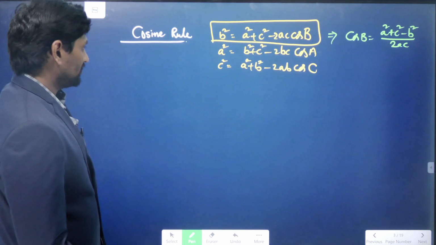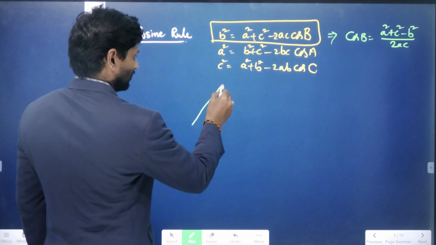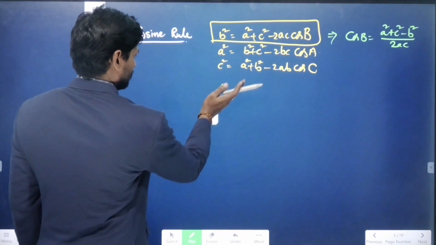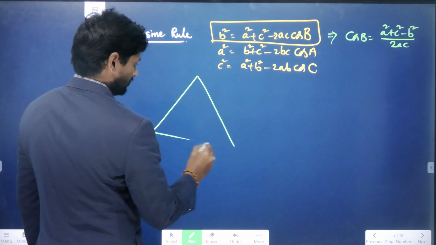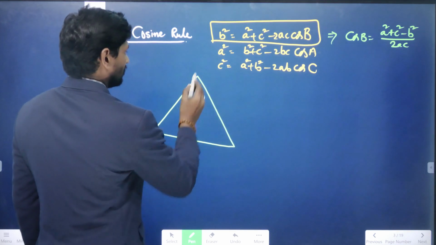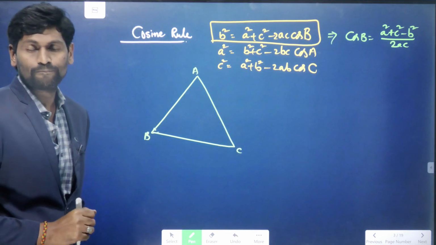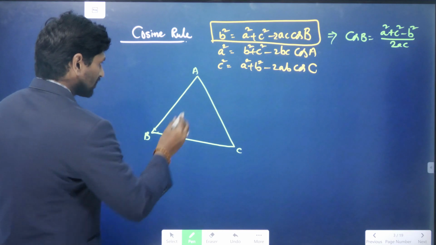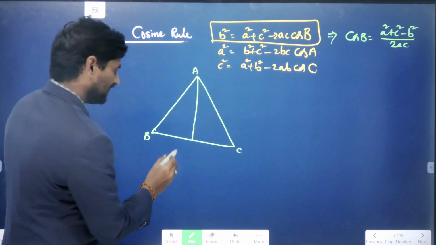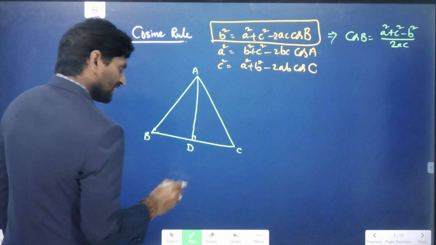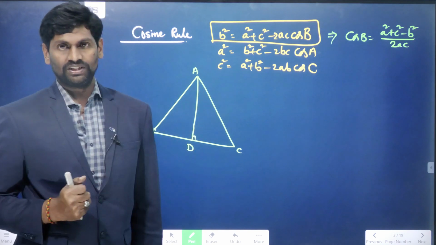Okay. So let us see this. Now I am taking an acute angle triangle ABC, and B is having an acute angle. Now I am just constructing a perpendicular line AD, the line which is perpendicular to BC. So AD is perpendicular to BC.